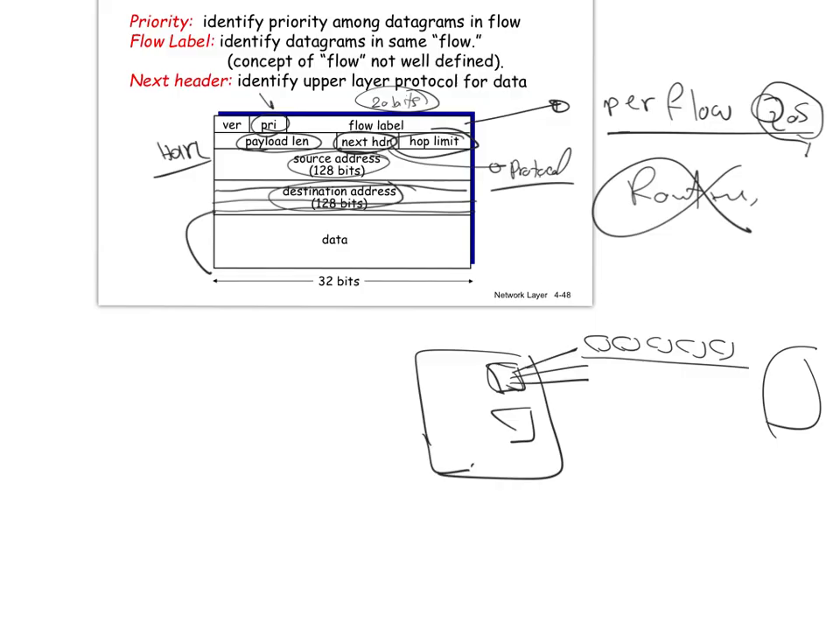Okay? Is that clear? So the header is cleaner, neat, and type. What about fragmentation and reassembly? We don't have any fields related to fragmentation and reassembly, right? So what happens for IP version 6, because IP version 6 will potentially be used across different hops? What if I'm going from Ethernet to wireless and so on? Okay? So that's an issue.